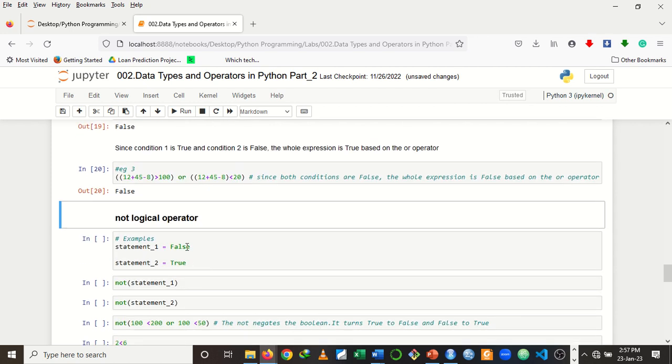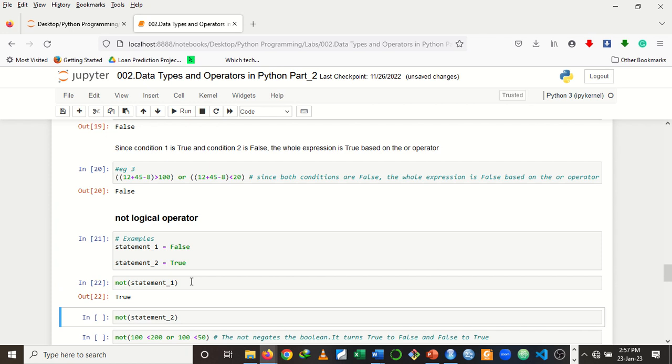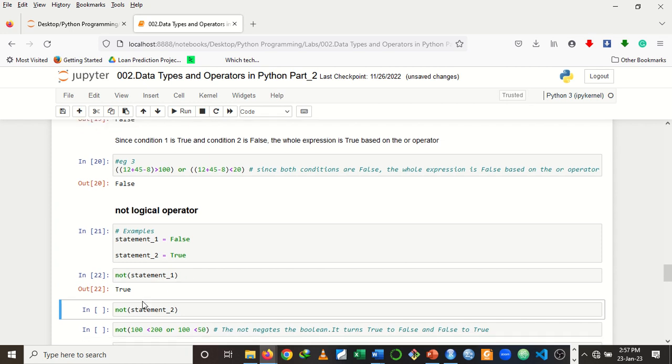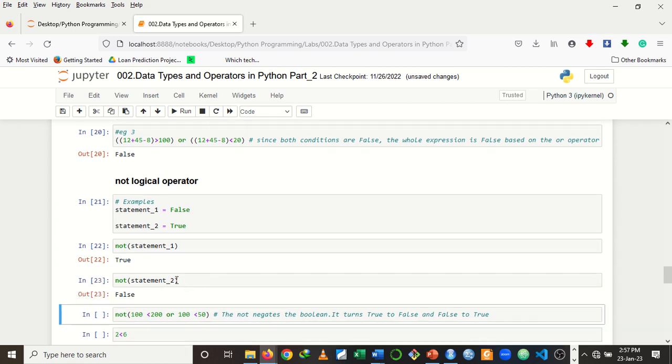Not logical operator, that's the last one. As I mentioned, it negates the expression. So we have statement 1 being false and statement 2 being true. When we wrap statement 1, which is false, with the not operator, you are just going to get the reverse, true. And if it is true, you are going to get false, right? So that's what it does.